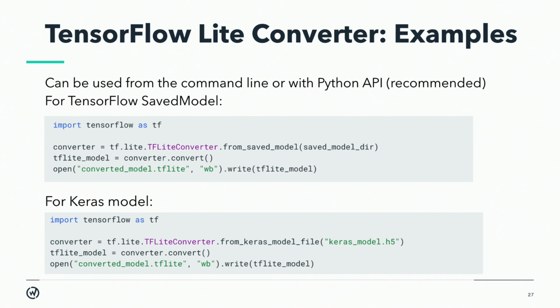And TensorFlow Lite converter can be used either from the command line, or with the Python API. The Python API is what's being recommended by TensorFlow. These are little code snippets in Python that perform this TensorFlow to TensorFlow Lite conversion. The first example is for TensorFlow saved model conversion, and the second example is for a Keras model. This really isn't too difficult if you're a little bit familiar with Python.